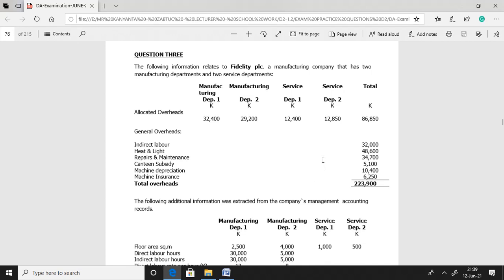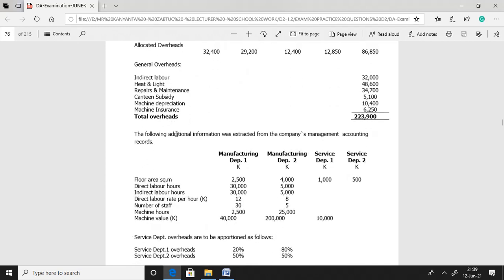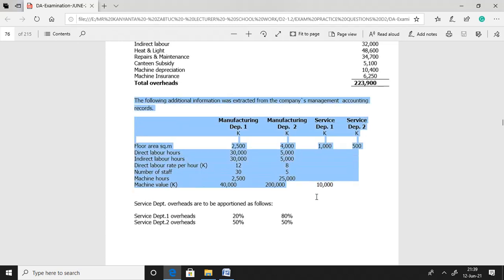How do we know the levels of benefit each cost center is getting? This is the reason why we are given the other part of the information down there, which tells us about these departments' levels of benefit in terms of floor area occupied by each particular cost center, direct labor hours worked in each cost center, indirect labor hours worked, direct labor rates paid, number of staff in each cost center, machine hours spent in those cost centers, and machine values in those particular cost centers.